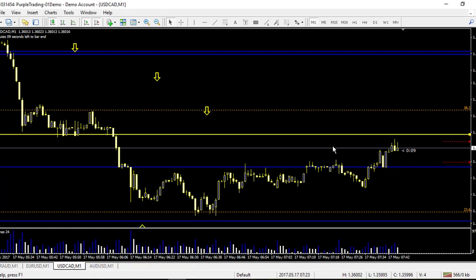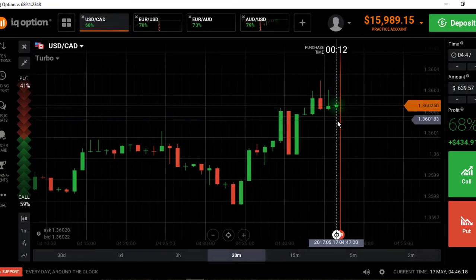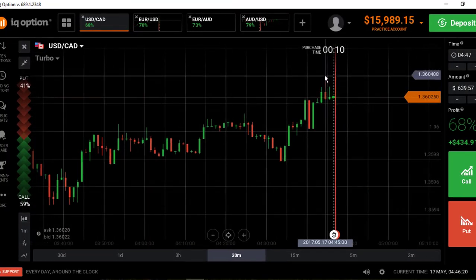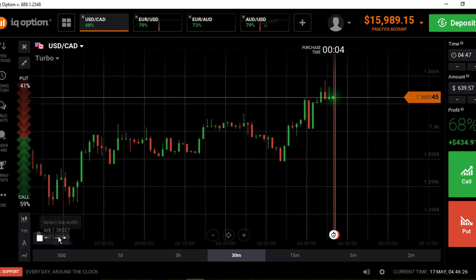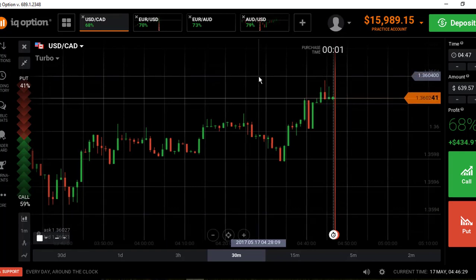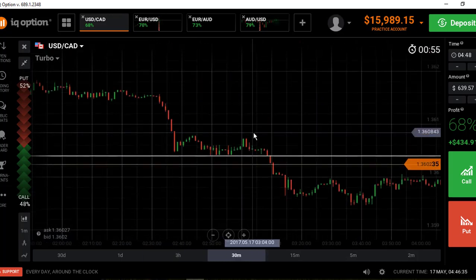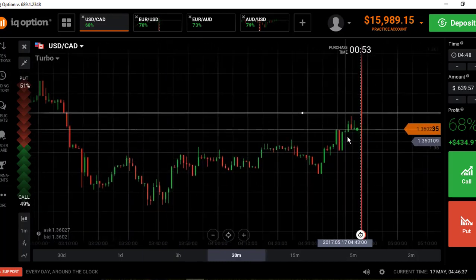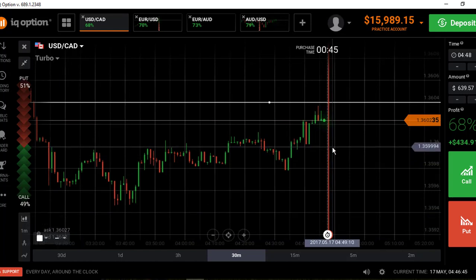Did everyone manage to plot the same line on your IQ Option so you are ready to take your trade? For example, now I am on USD CAD and my level is above this one. It's also a round number on IQ. Horizontal line at 1.3604. Yeah, exactly this number. So if price touches this line, I will go for a put, and I can do the same.